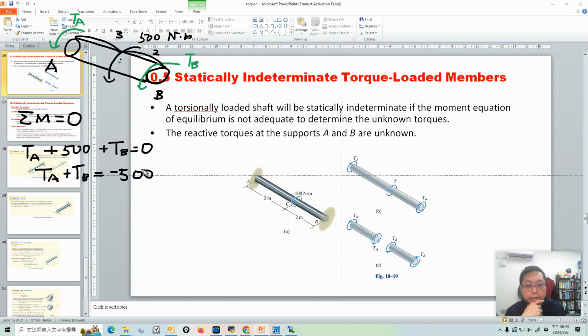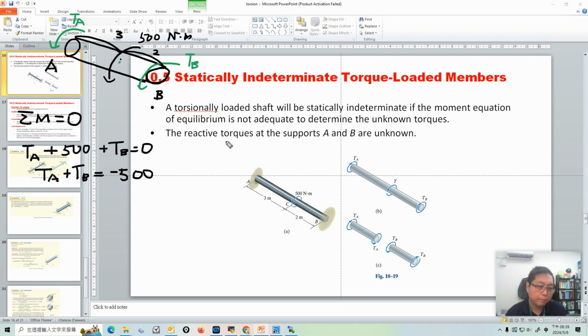After you use the rigid body equilibrium, you find you have only one equation, but with one equation we cannot solve for the unknowns TA and TB. That's for sure. So you have to find another equation, called the compatibility equation, or mathematically a constraint for this problem. So what's the constraint for this problem? It's very similar to the axial load we showed before.